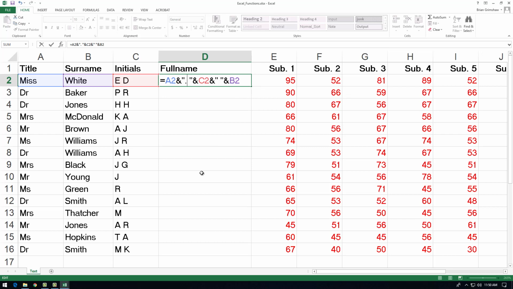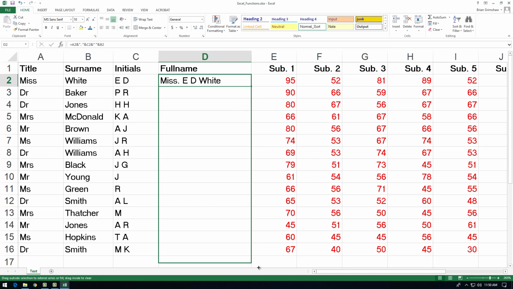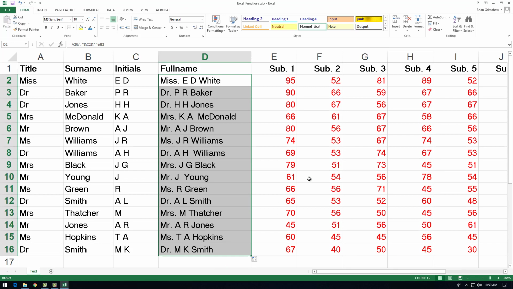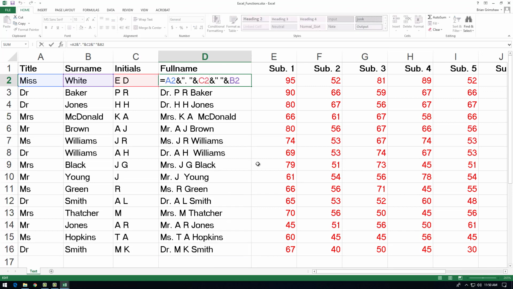But here's the million-dollar question. Why did I spend all the time working out this equation when I could have just typed Miss E.D. White in like 5 seconds? Because magic fill. Shazam. Done. If this list had 5,000 names in it, would you really want to type them all? Or would you want to spend the time to get that equation worked out?